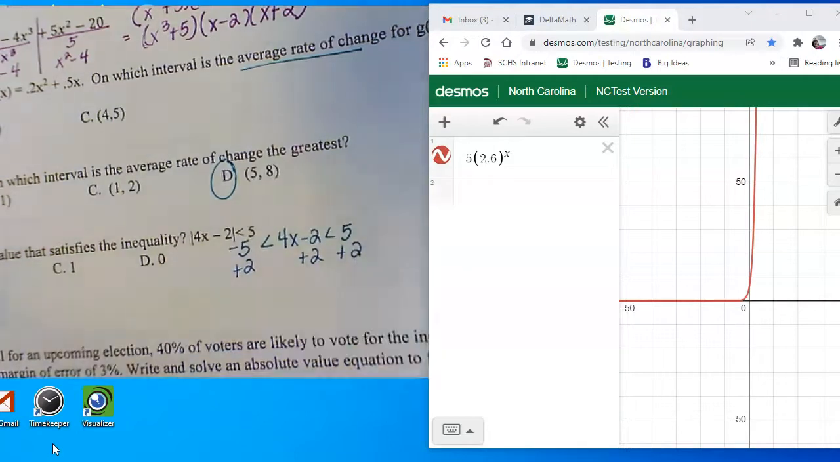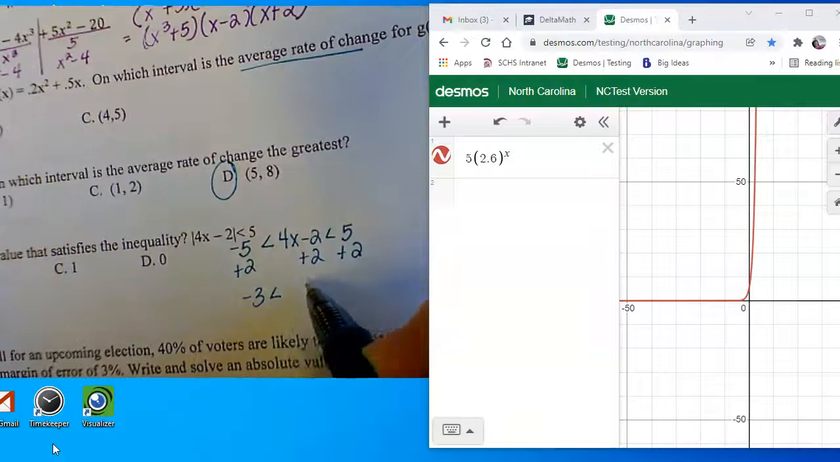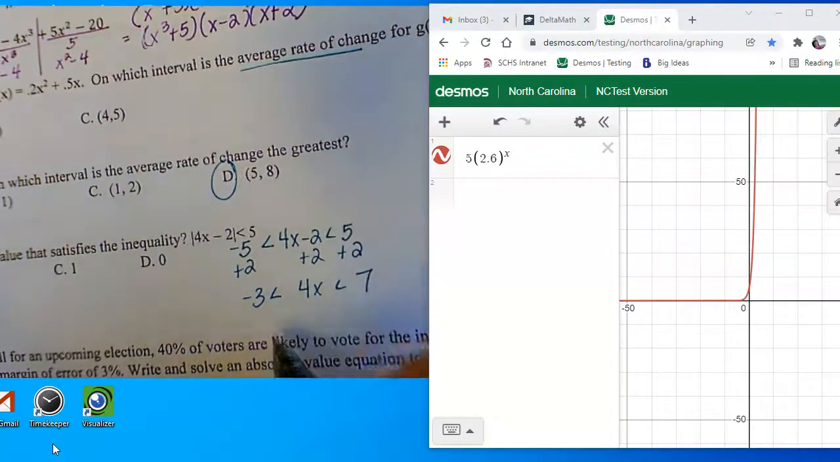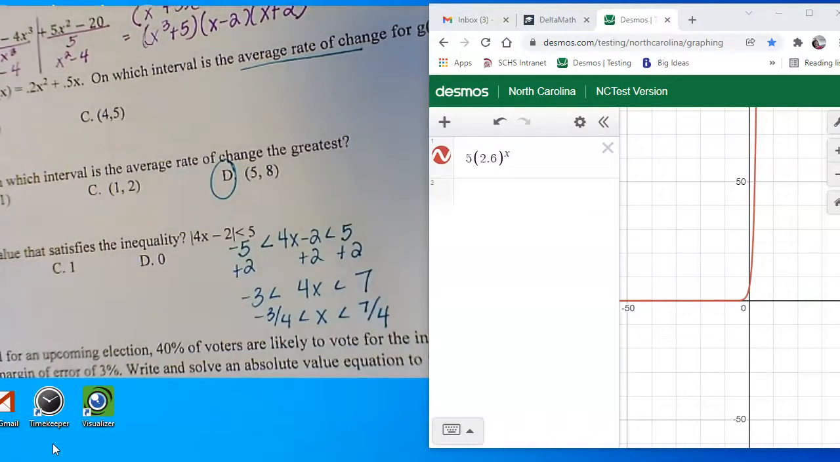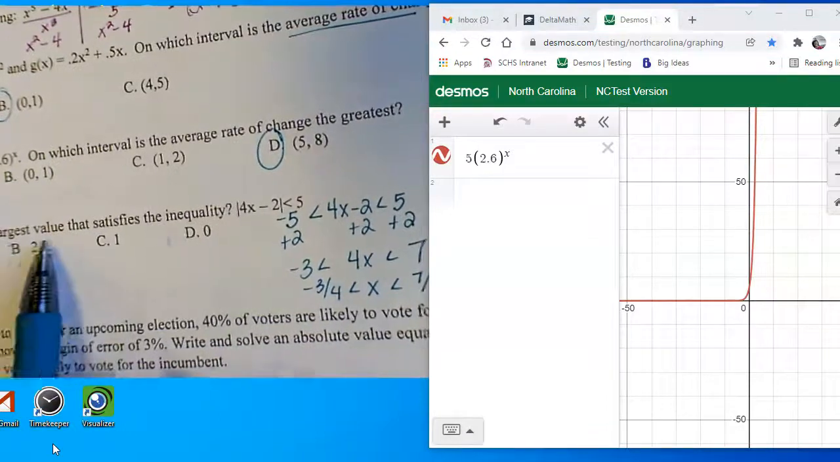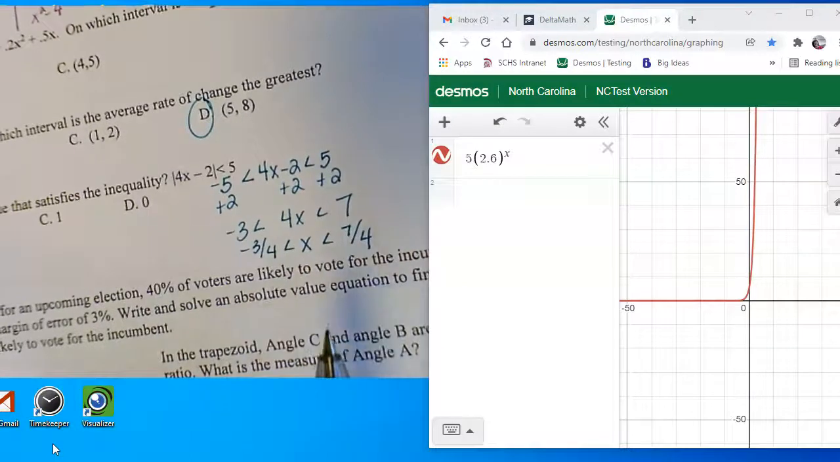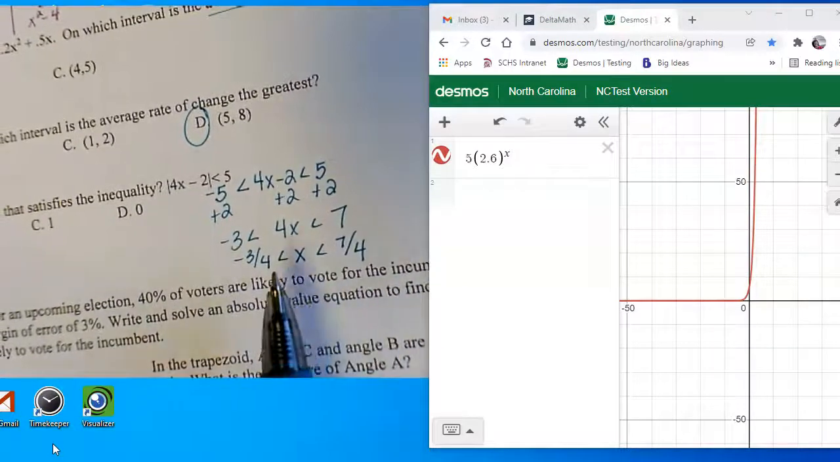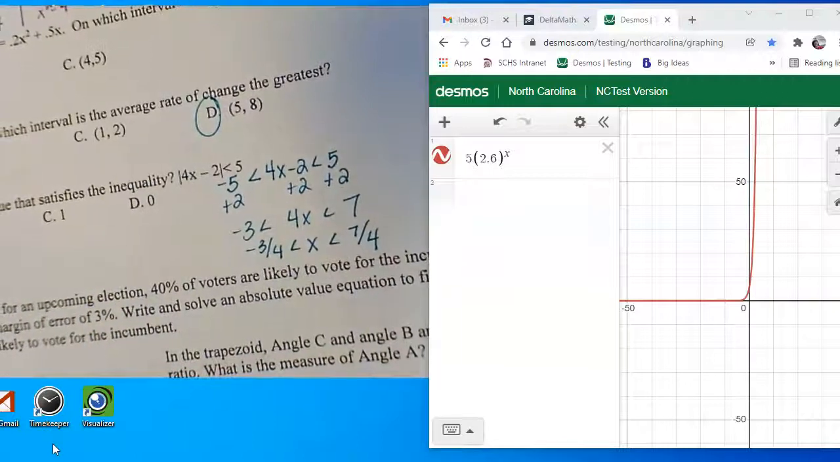If it were greater, that's where you do one or the other, but when it's less, you just put it all together. Divide by 4. And you get that interval. Now, what the question's asking you is which one of these is the largest value that fits in that interval. So it's saying, if this is the answer, which one of these is largest and actually works?